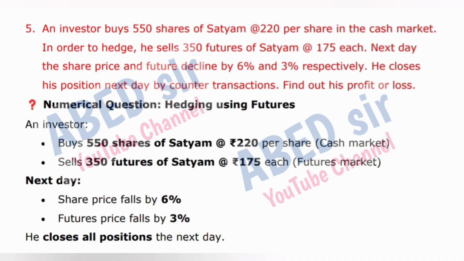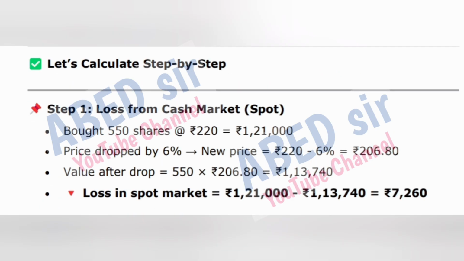An investor buys 550 shares of Satyam at 220 rupees per share, cash market. Sells 350 futures of Satyam at 175 rupees each, futures market. Next day, share price falls by 6%. Futures price falls by 3%. He closes all positions the next day. Let's calculate step by step. Step 1. Loss from cash market, spot.